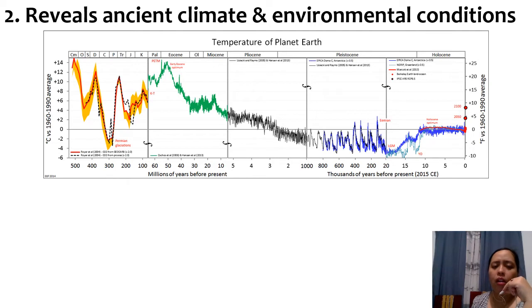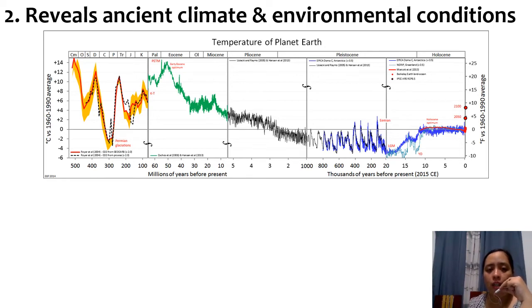Now, before that, of course, yung sa extinction of organisms, alam nyo naman na yan. I don't need to dwell on it. Pag wala na dito, pero meron dun sa fossil record, malamang nagkaroon ng extinction na nangyari. Now, sa pangalawa, paano yung fossil will reveal ancient climate and environmental conditions?